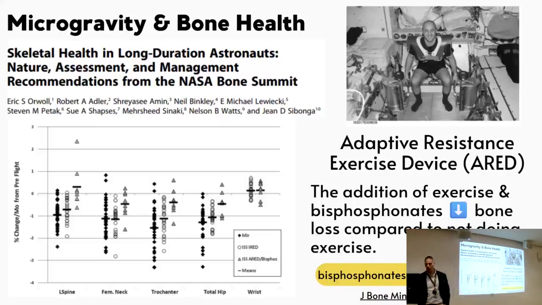After that, we've got the circles, that's the ISS, with the use of exercise equipment. And then the next one along, the triangles, is the exercise equipment that is highlighted here in the picture. You've got a line again on there. And it's also got the use of bisphosphonates, which stop the breakdown of bone tissue.